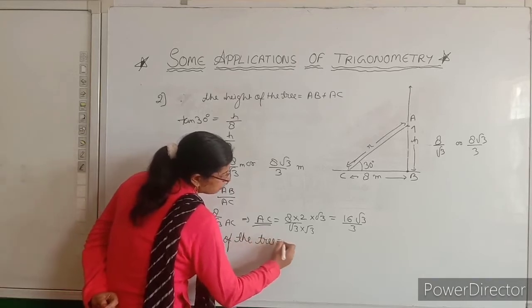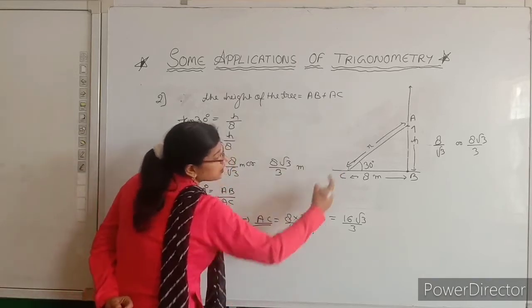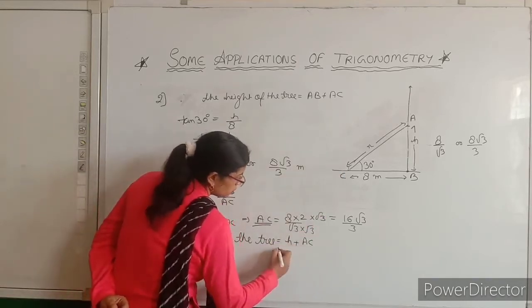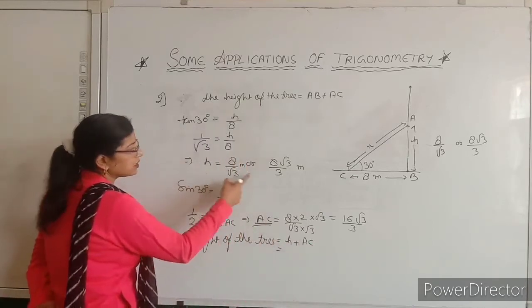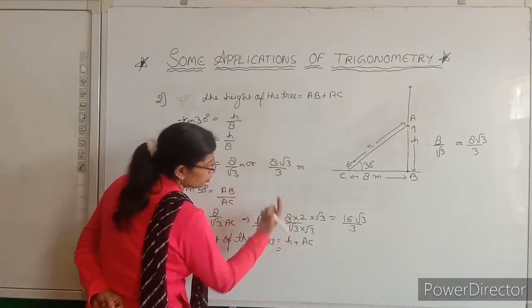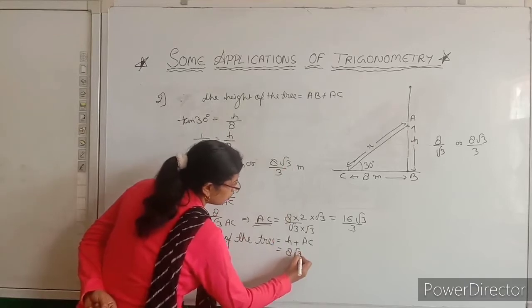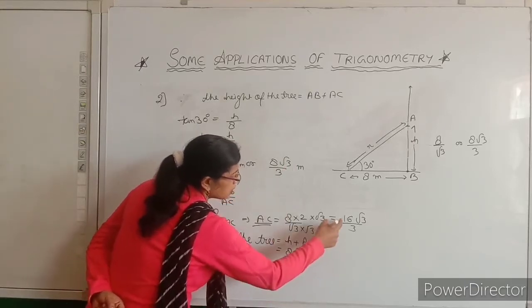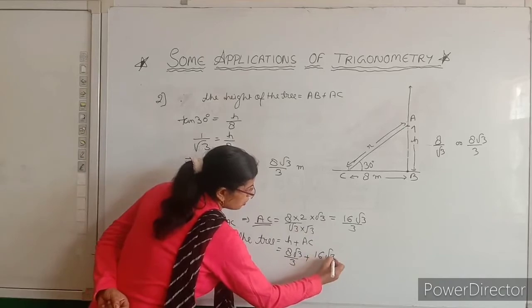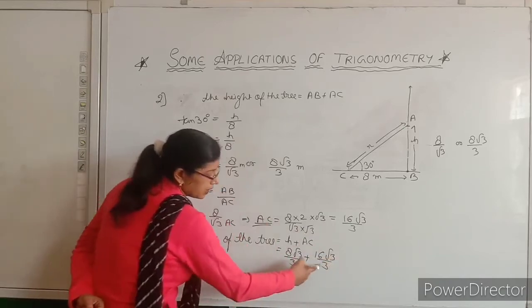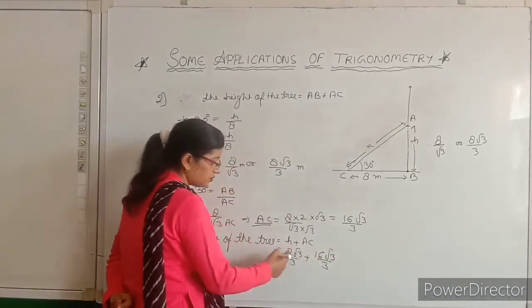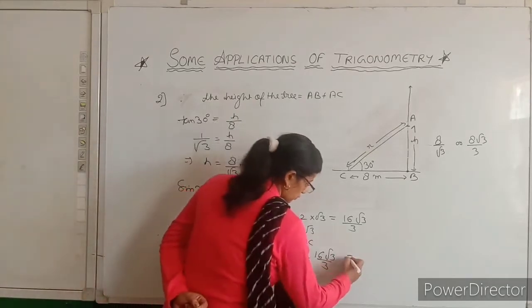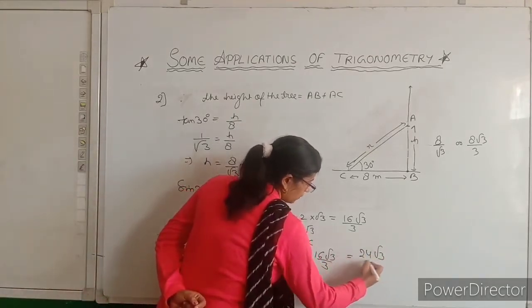is equal to H plus this AC. So H is the height, what did it come out to be? 8 root 3, or 8 root 3 upon 3. So write 8 root 3 upon 3 plus this AC we got, 16 root 3 upon 3. So this denominator is the same, 16 plus 8 comes to 24. So we'll get 24 root 3 upon 3.